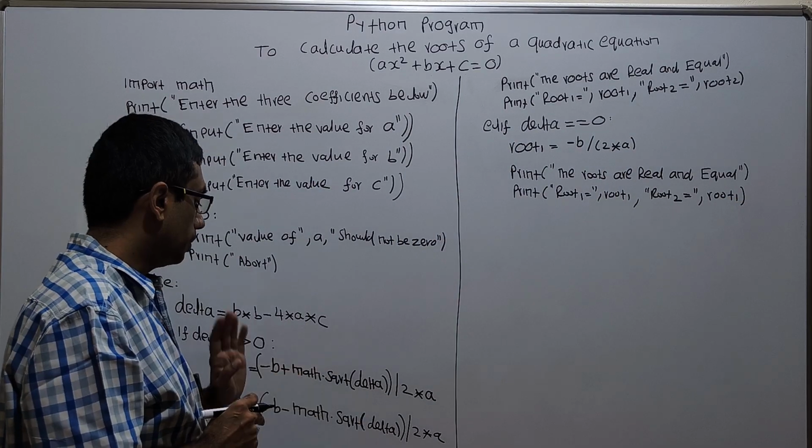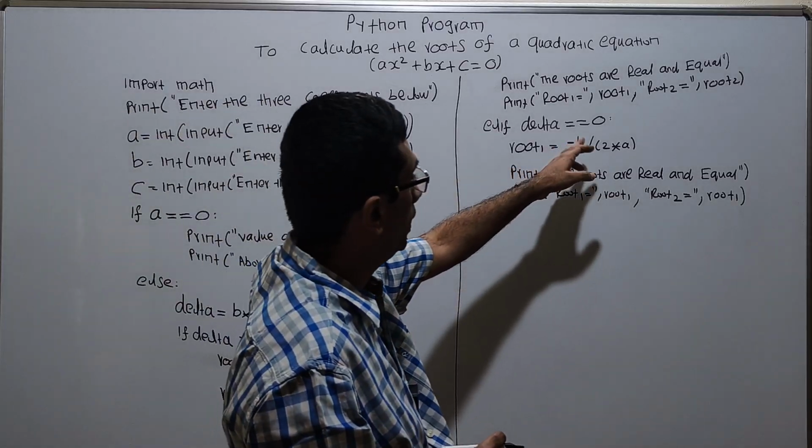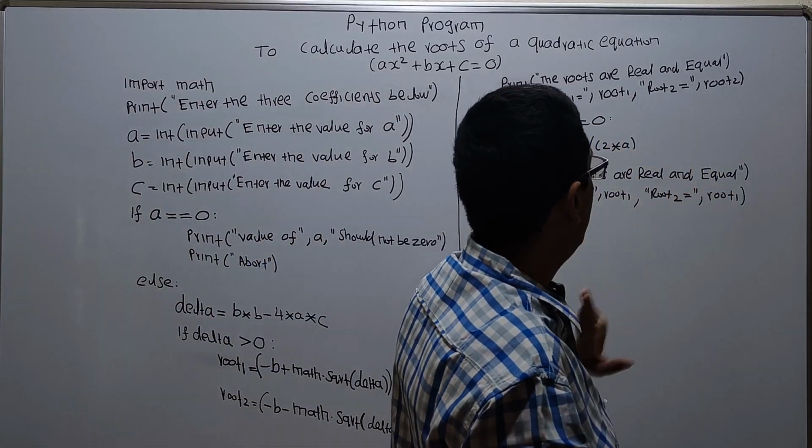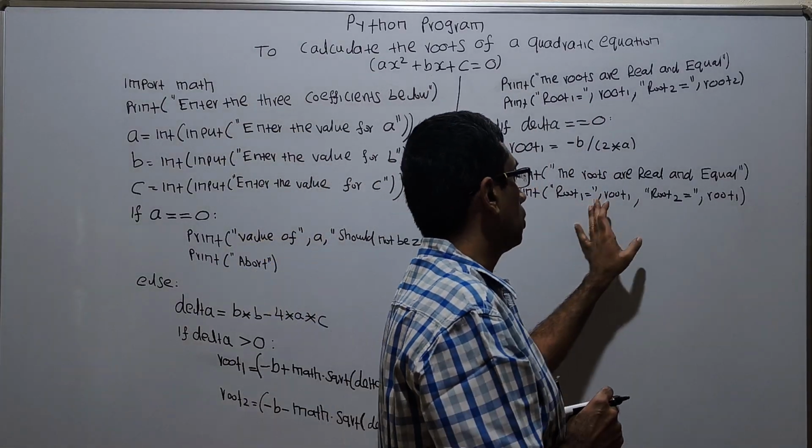So when the delta becomes 0, this portion, Math dot square root of delta, equal to 0. That's why we are giving minus b divided by 2 star a. This is applicable for both the roots, root 1 and root 2. That's why I am calculating root 1 and printing it for root 1 and root 2.